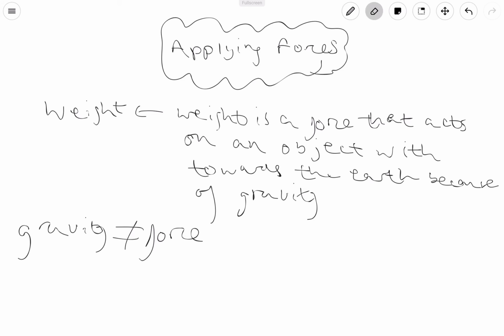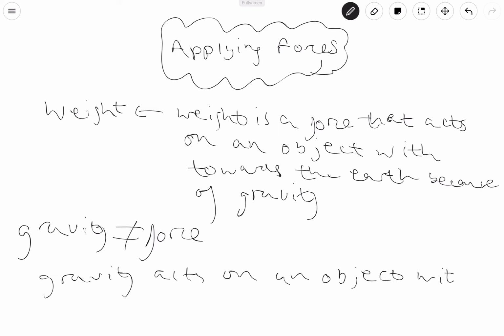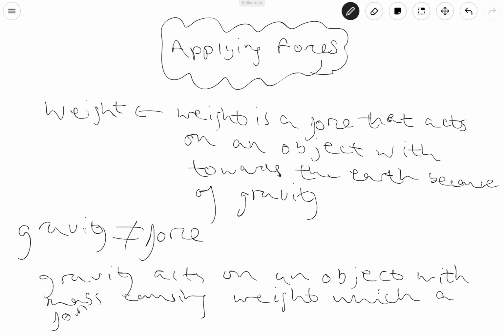So basically, gravity acts on an object with mass, causing weight, which is a force. So, to reiterate, gravity is not the force, weight is the force.